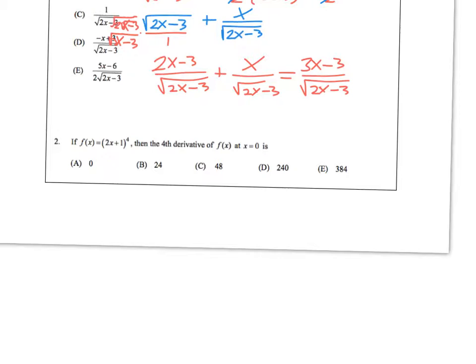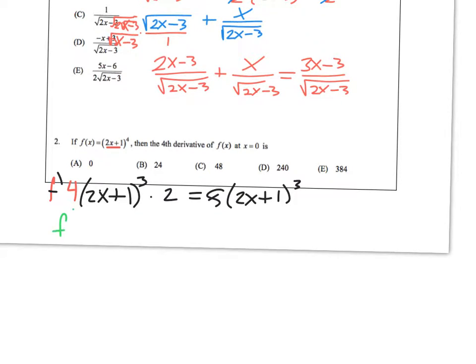For the last one on this page, we're looking at f of x equals (2x plus 1) to the fourth. We're going to find the fourth derivative. The goal here is really focused on the chain rule. So we're going to start with 4, this is going to be f prime. Ooh, we're going to change colors by accident. (2x plus 1) to the third, and then times 2 for the chain rule. I'm going to rewrite that as 8 (2x plus 1) to the third.